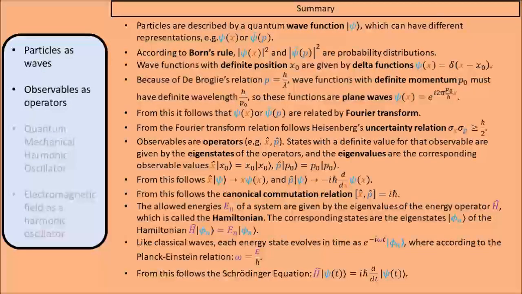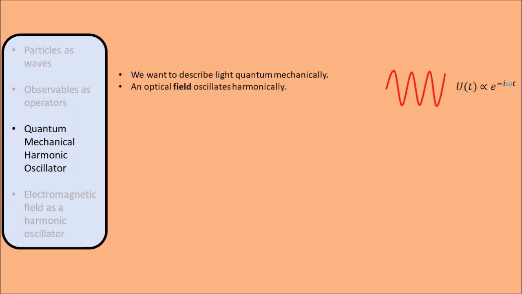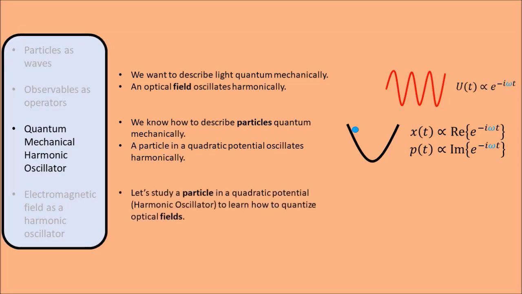We know how to treat a particle quantum mechanically, but what we want to achieve in the end is to describe light quantum mechanically. We know that a monochromatic field oscillates harmonically, so let's study a harmonically oscillating particle using quantum mechanics, so that we can later use those results to quantize optical fields.